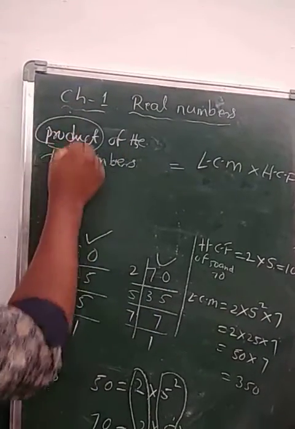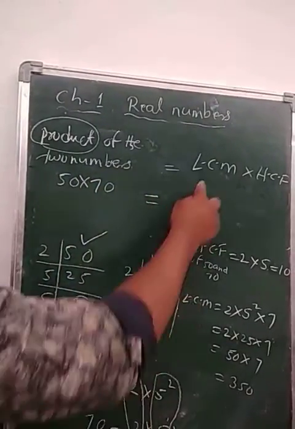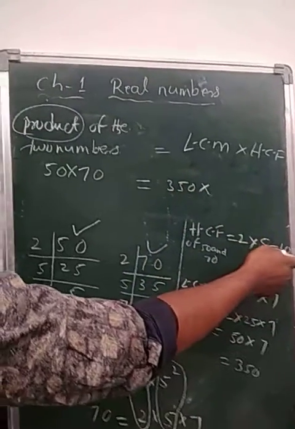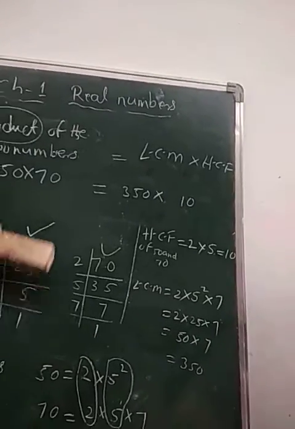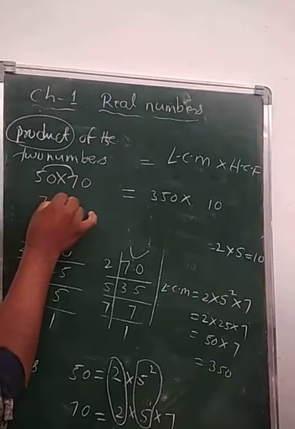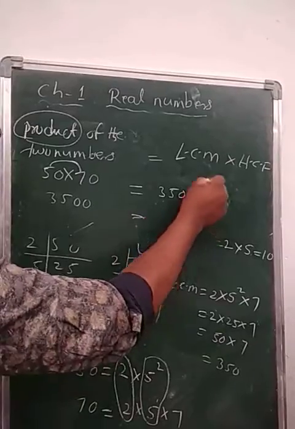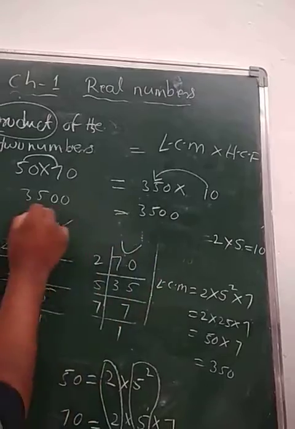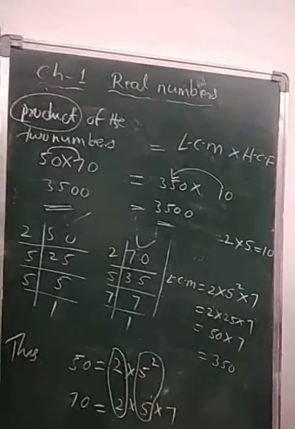Product is nothing but multiplication. 50 into 70 is equal to the LCM, that is 350, into the HCF, that is 10. Now see here, 5 sevens are 35, 0 0. Okay, so now 1 into 350, 350, you just write 0. So LHS is equal to RHS. So the relation is satisfied. Thank you.